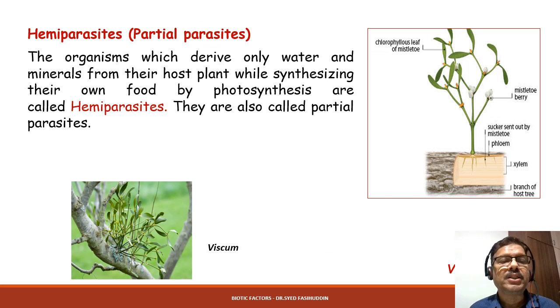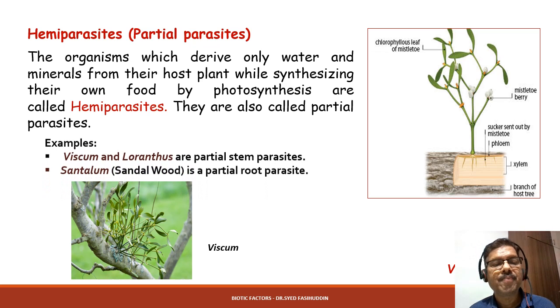Now partial parasites, or the hemiparasites. These are organisms which derive only water and minerals from their host plant while synthesizing their own food by photosynthesis. And these are called hemiparasites. They are also called partial parasites. The examples are Viscum, Loranthus, Santalum album, that is sandalwood. The parasitic plants produce haustorial roots inside the host plant to absorb nutrients from the vascular tissues of the host plant.